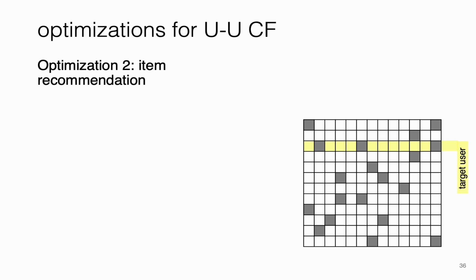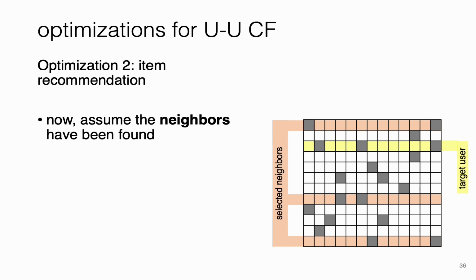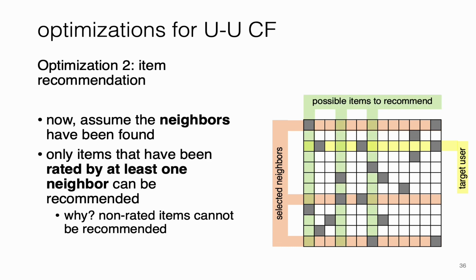Let's now see how we can optimize the recommendation phase. Again, the target user is shown in yellow. The neighbors are shown in red. The possible items to recommend are those that are rated by at least one of these neighbors. These items are shown in green. So we only need to predict the ratings for these items.